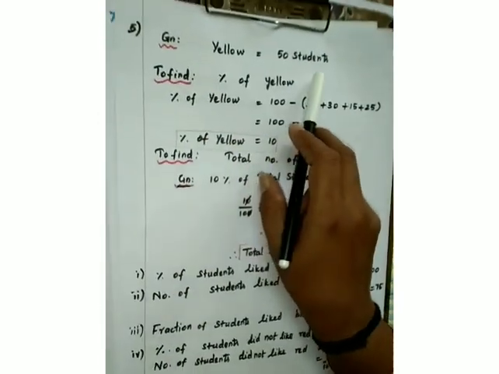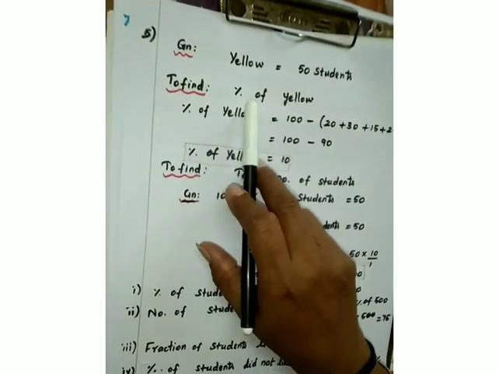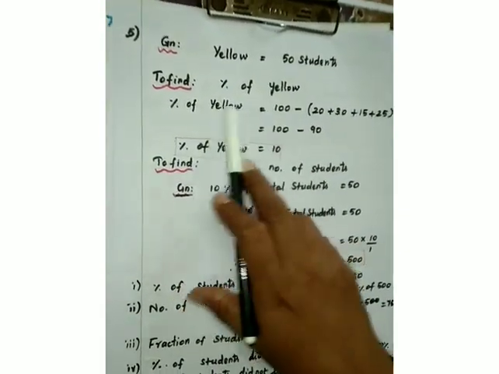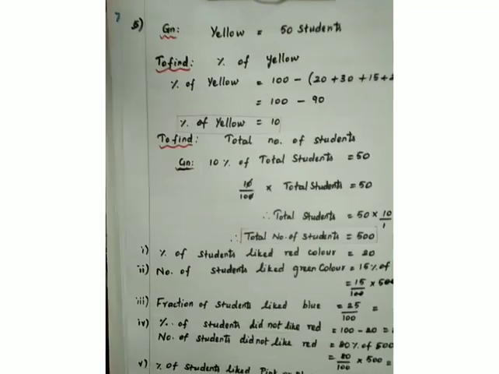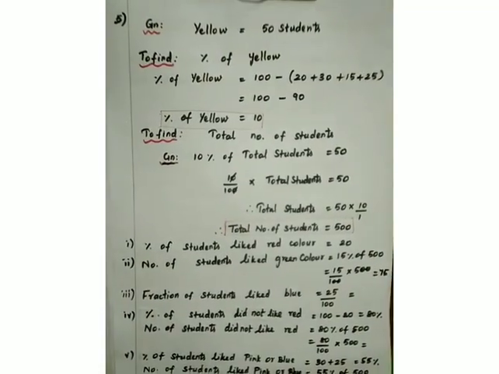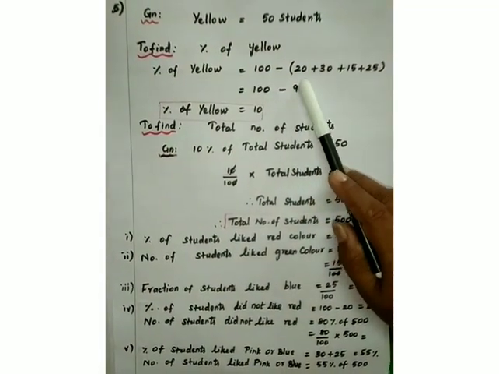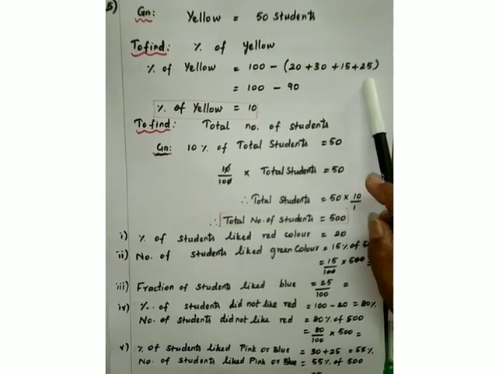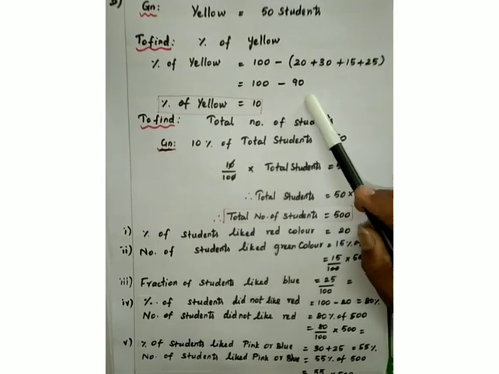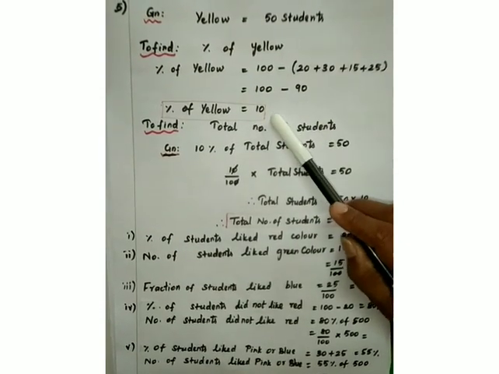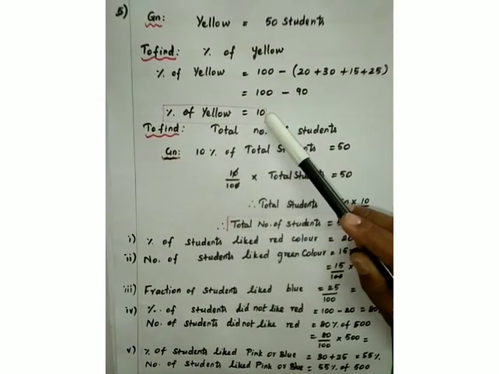So first, given yellow is 50 students. So to find the percentage of yellow, totally 100. So 100 minus the remaining percentages that are given in the diagram. That is 100 minus 20 plus 30 plus 15 plus 25. So 100 minus, when you add, you get 90. So 100 minus 90 is 10. So the percentage of yellow is 10.